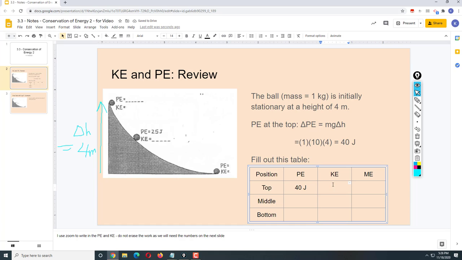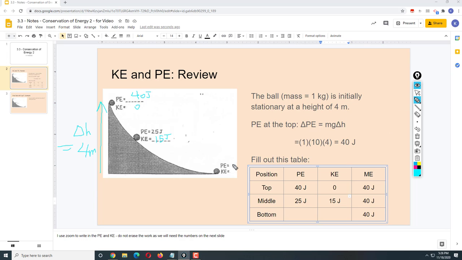At the top, it's not moving, so the kinetic energy is 0. So the total energy has to be 40. In the middle, so this is 40. This is 0. In the middle, potential energy is 25 joules. We know the total energy, if there's no friction, is the same everywhere. So this has to be 40 minus 25, which gives us 15. So this should be 15.